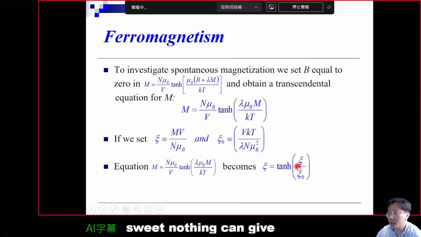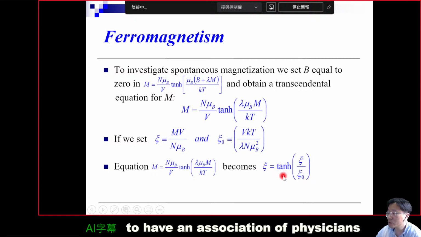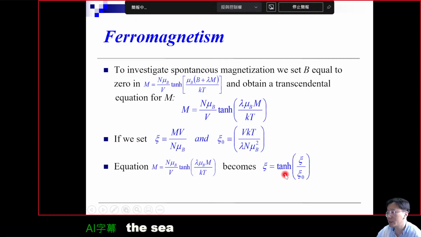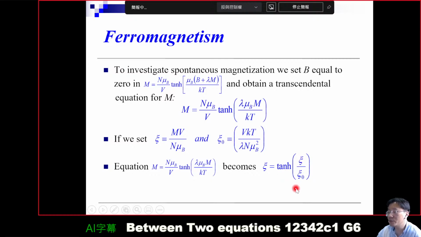We can give you a certain solution of this equation, but we can solve it in a different way. That is, we can treat this equation as two equations: y equal to hyperbolic tangent cos by cos naught, and another linear equation, y equal to cos. To solve this equation, we would like to get the intersection between the two equations. One is y equal to cos, the other is y equal to hyperbolic tangent cos by cos naught. So we are looking for its intersection.